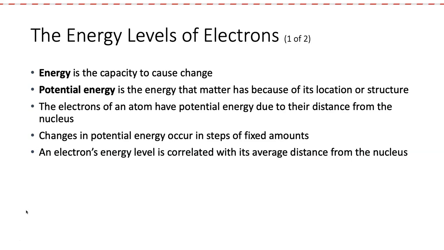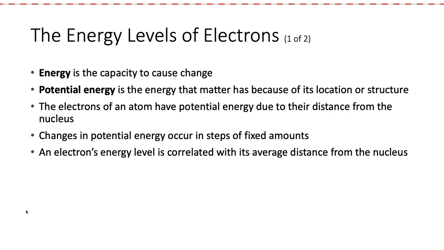And we'll talk a little bit more about that as well. Anytime you have a change in potential energy, this is going to change in a very, very fixed amount. And so it's a very discrete packet of energy. And last but not least here, an electron's energy is related to its distance from the nucleus.